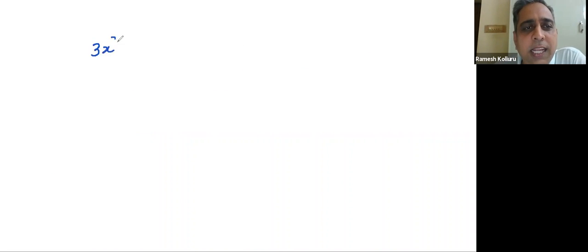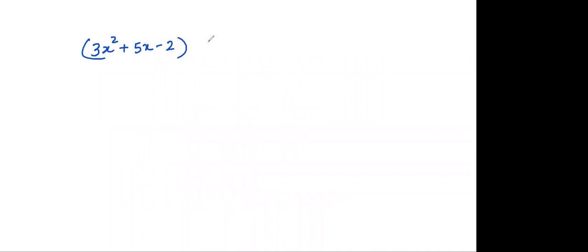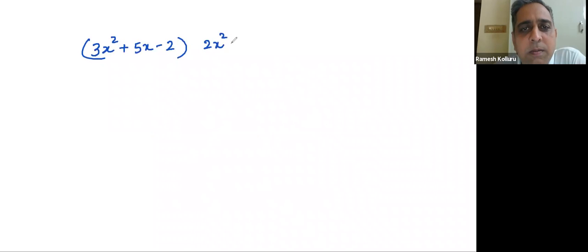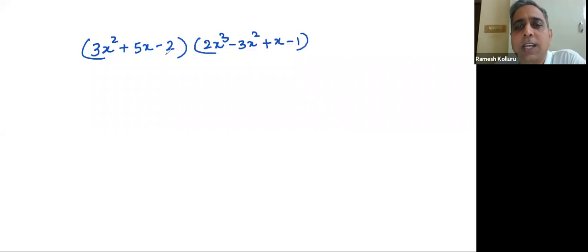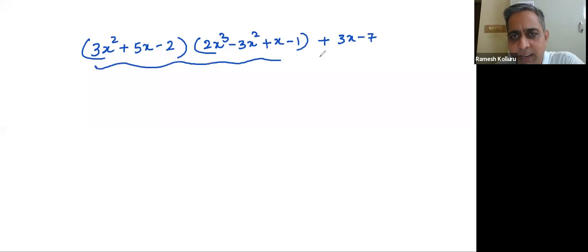So 3x square plus 5x minus 2, multiplied by 2x cube minus 3x square plus x minus 1, something like this, so that it will be easy for us. And then we can add something here, 3x minus 7, something like this. So anything you take, you are going to get. So this is my dividend. I'm taking it beforehand so that I can solve easily, right?